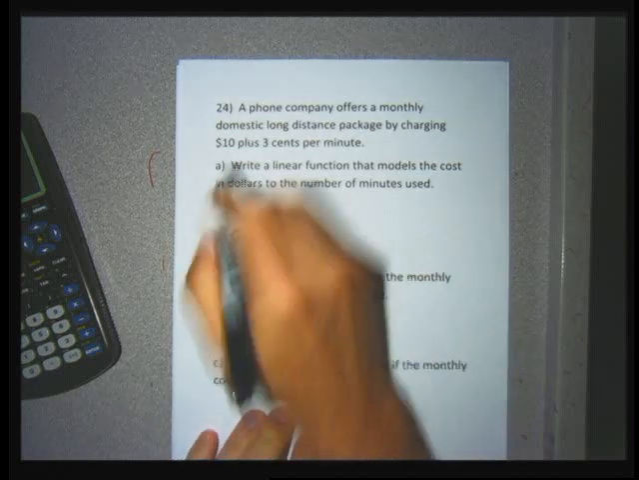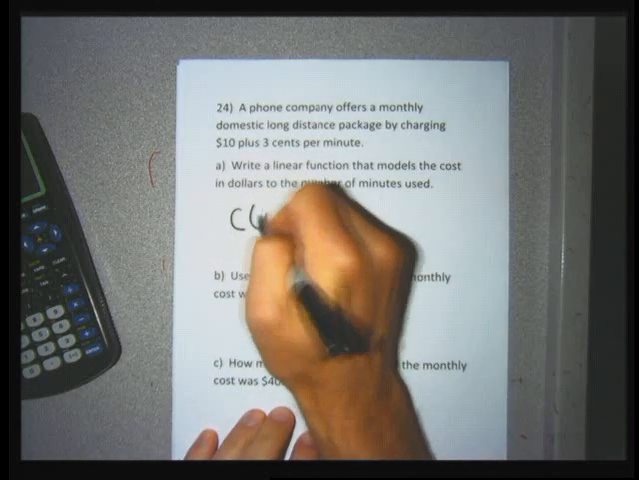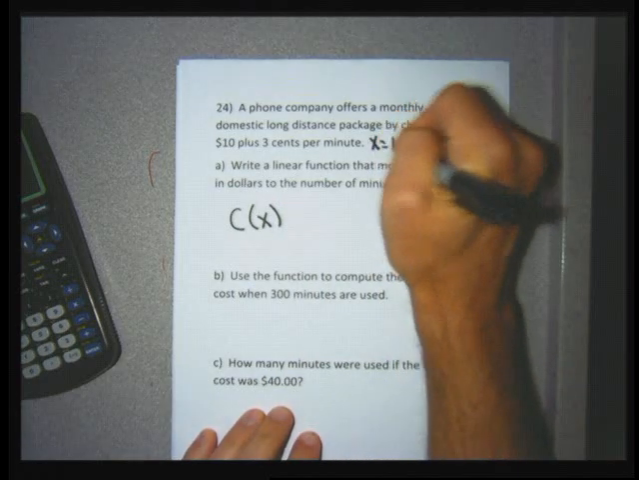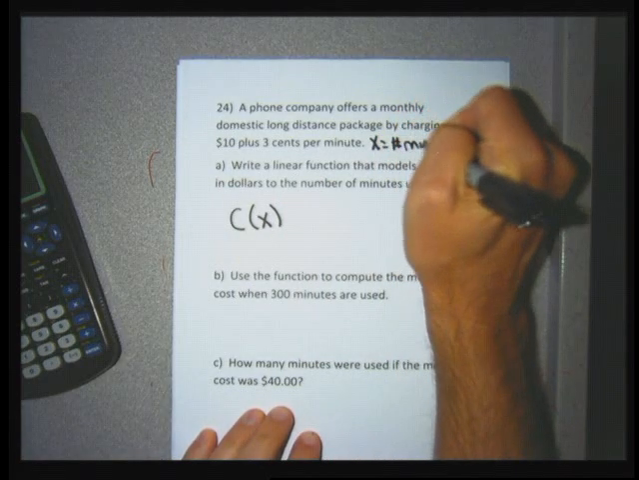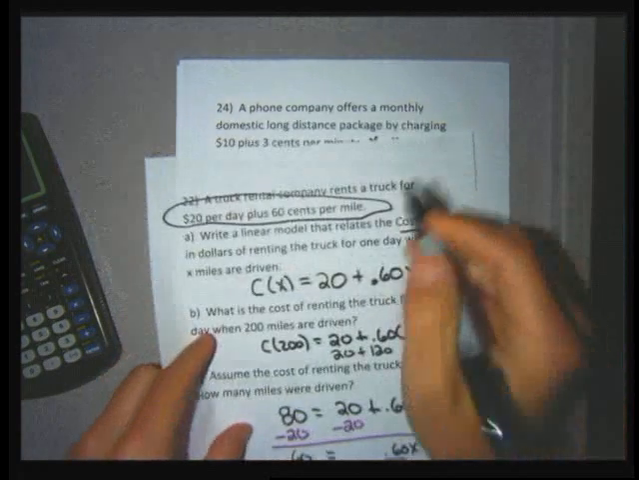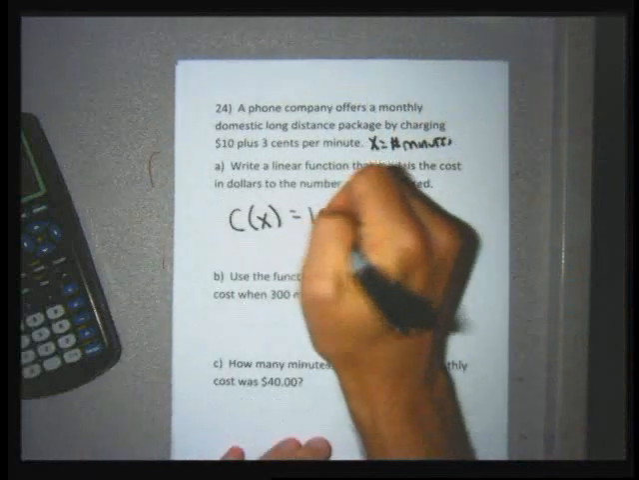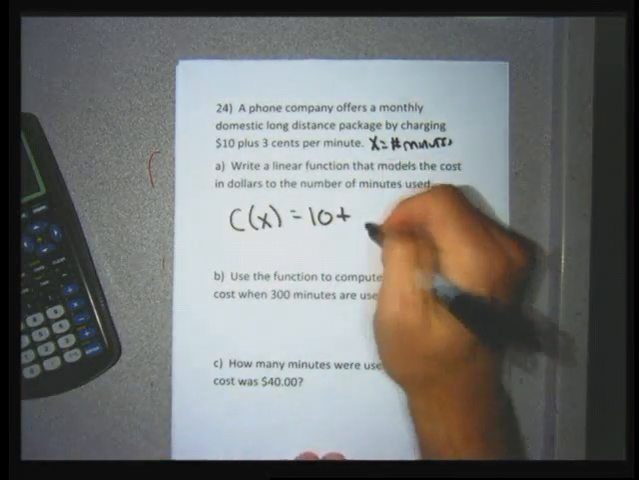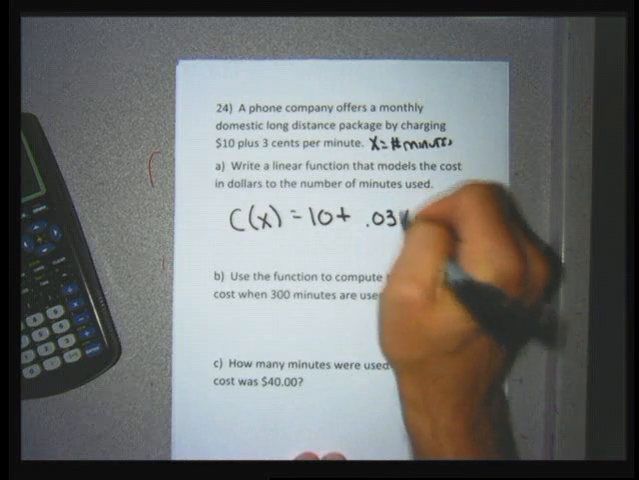I'm going to do the same thing. I'm going to say the cost in terms of the number of minutes, where x is the number of minutes. In the last problem, the x stood for the number of miles. And the cost is $10 plus, if I did 3x, it would be like $3 per minute. I need to do 3 cents, which is 0.03x.